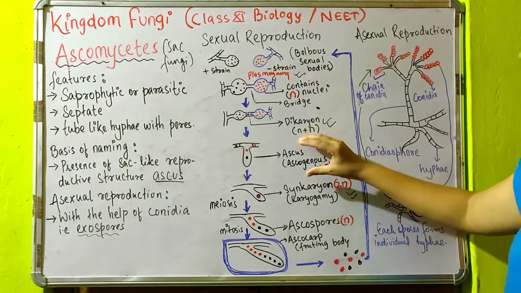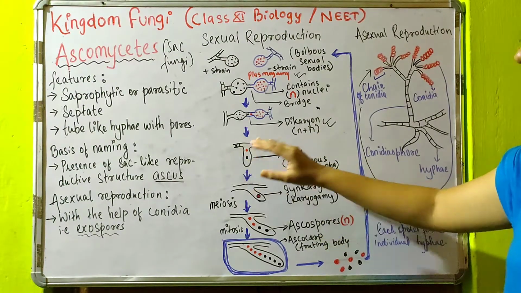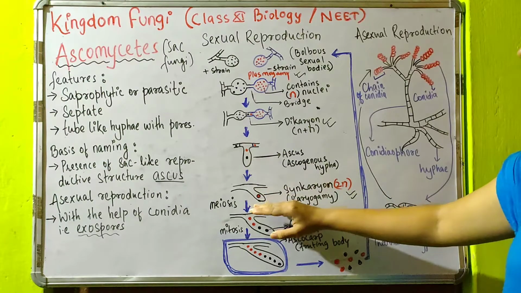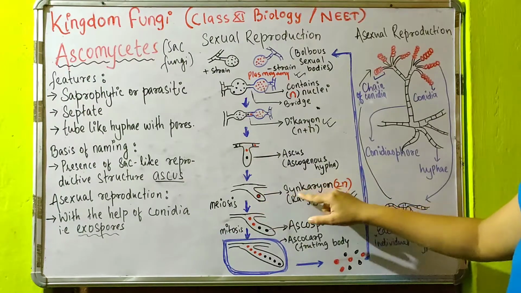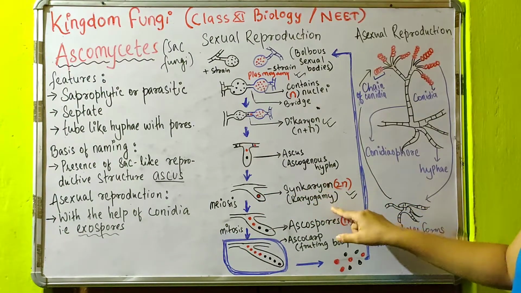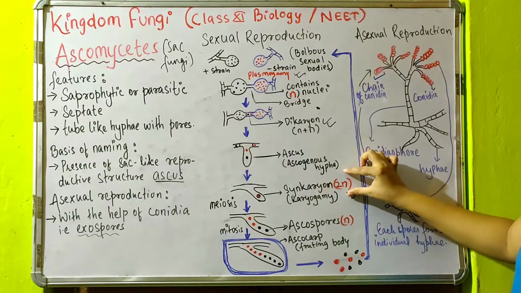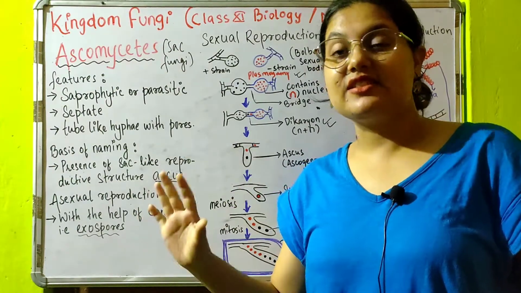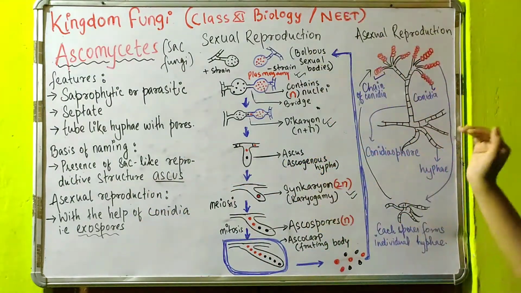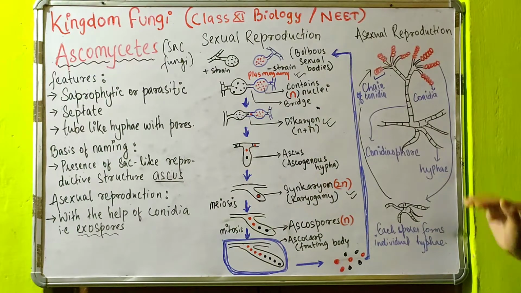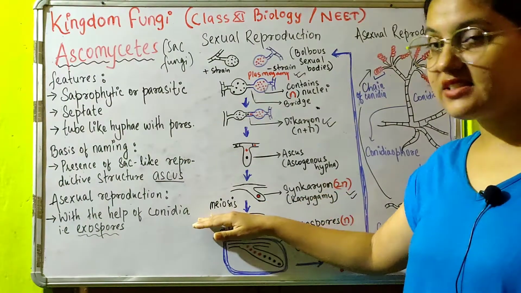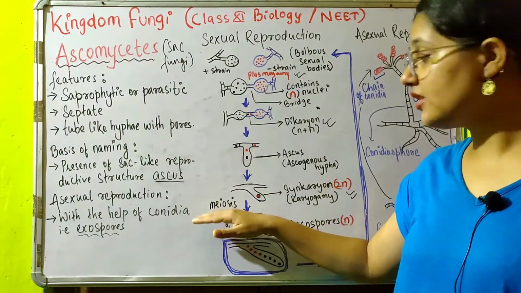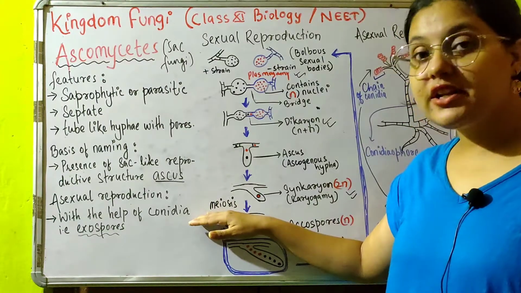All right, and after the formation of ascus, finally the two nuclei meet, and this step is known as synkaryon or karyogamy. And in this step the nucleus is now in the diploid stage. Okay, the stage in which the nucleus is diploid is synkaryon.